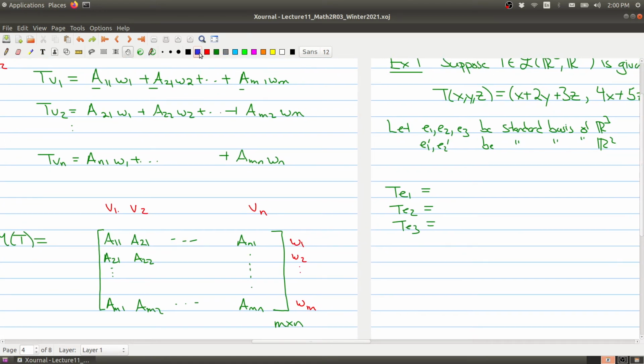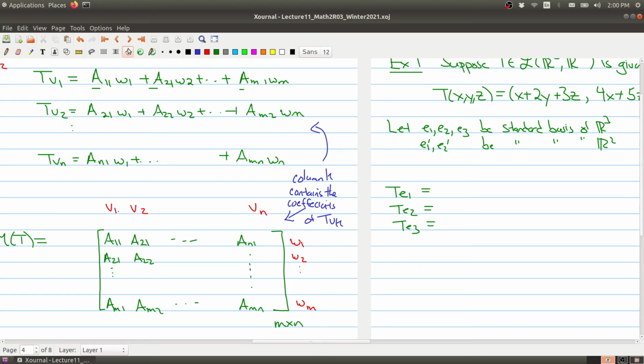And let me highlight here again what we've done: column K contains the coefficients of T(VK), which we're coming from up here.